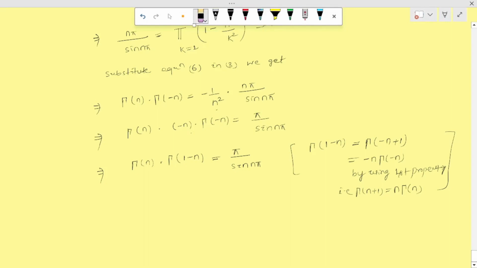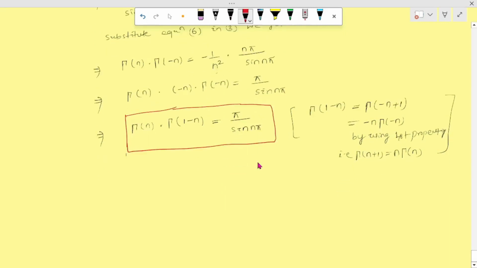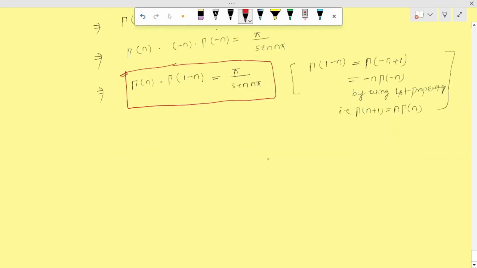So in this way we have proved this one. This is the most important question for your exam. If it is asked in your exam, it will be asked as a 4 mark question: gamma n into gamma 1 minus n equal to pi by sine n pi. Now based upon this expression, we are going to solve a simple numerical.